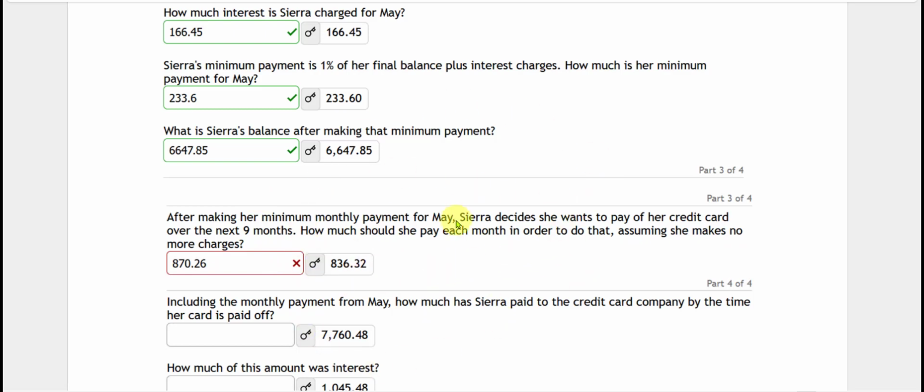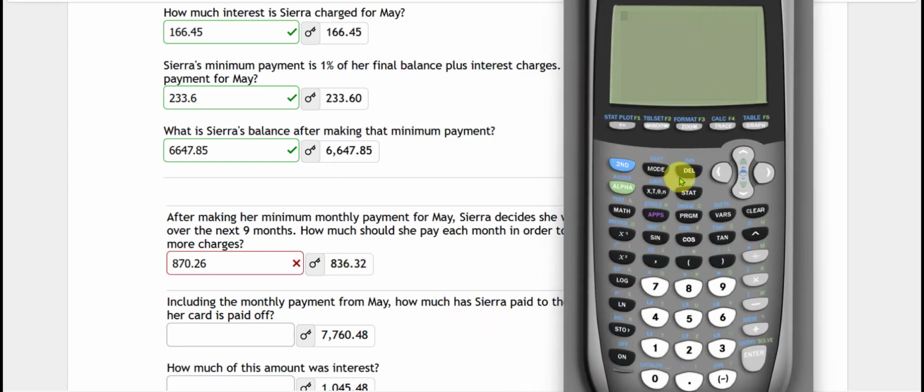So for this problem, this part here, we are going to use the TI graphing calculator to help with this monthly payment. So we use the apps, finance, and we are going to use the TVM solver. So apps, finance, and TVM solver. Now in this question, we want to pay off in 9 months. So I enter the number of months, 9, and the interest rate is 30.7%.